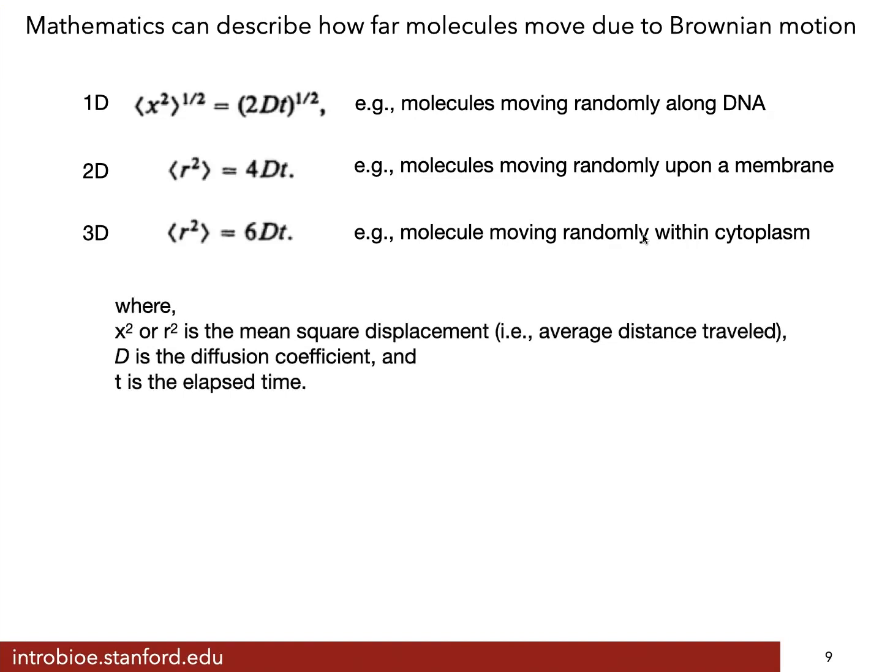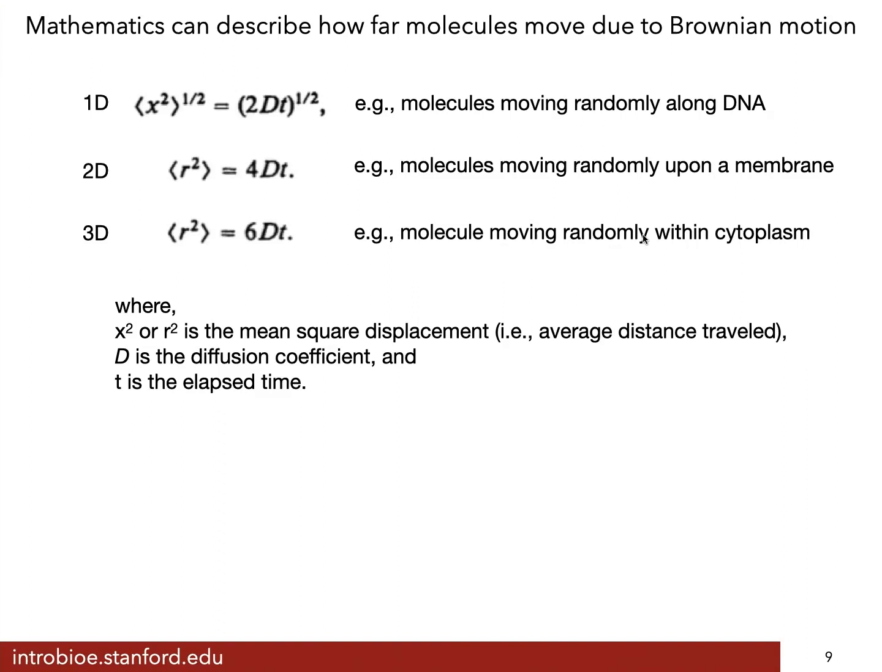What do the terms mean in these equations? X squared or R squared is known as the mean square displacement, the square of the average distance traveled by a particle in one of these systems. So the left side of the equations is the square of how far something is going to move on average. The letter D here on the right side of the equation is the diffusion coefficient. It's the oomph. It's how fast is something going to be moving, we think. And t is the elapsed time.